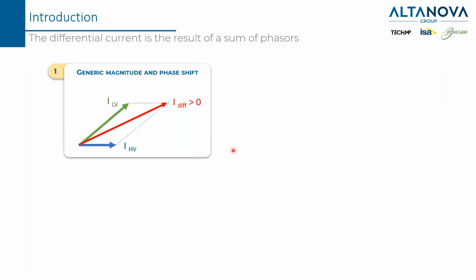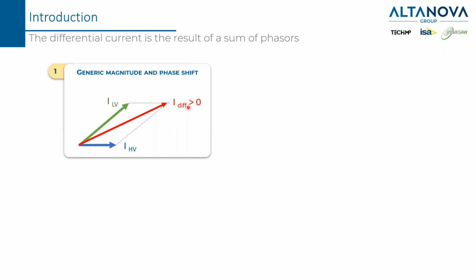We know that due to the turn ratio of the transformer, the magnitude of the current at the two sides is not the same. In particular, the magnitude on the high voltage side is less than the magnitude on the low voltage side. We are talking about vectors, so the sum of vectors can be seen in this way. This red vector is the sum of these two vectors, and we can see that the magnitude of this red vector is not 0.